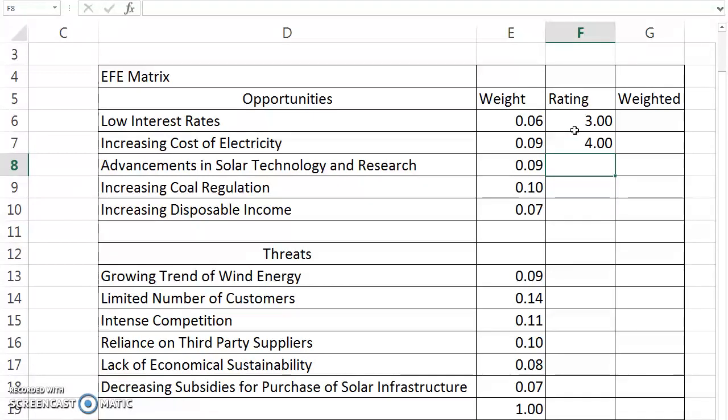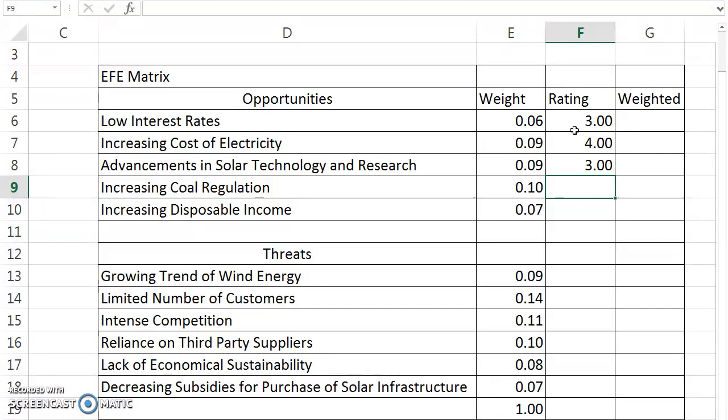Advancements in solar technology and research. Have they responded well to this? Have they taken advantage of these advancements? Again, if it's a superior response, I give it a 4. If it's above average, I give it a 3. Maybe I'll give it a 3.